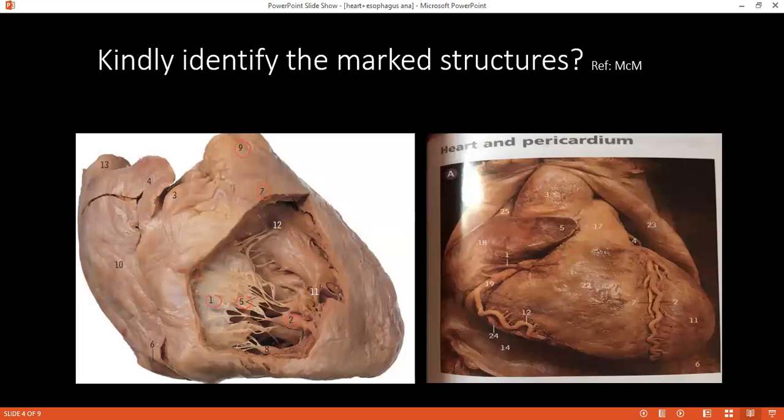How many branches does the ascending aorta have? How many branches? Ascending aorta? Yes, ascending aorta has. Right and left coronary.